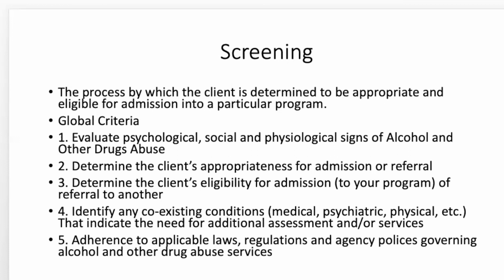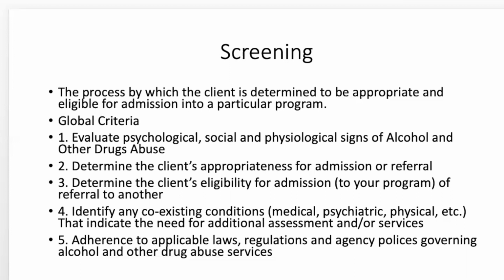The global criteria basically starts with the need to evaluate the psychological, social, and the physiological signs of alcohol and drug use. So we want to get that kind of evaluated there. We want to determine the patient's or the client's appropriateness for admissions or referral to the program. So we got to make sure that they are an appropriate fit for us. And then we also have to determine the client's eligibility for admissions to the program, basically of the referral or referral to the other or whatever the case may be. We got to make sure that the person is eligible and can come into our program.